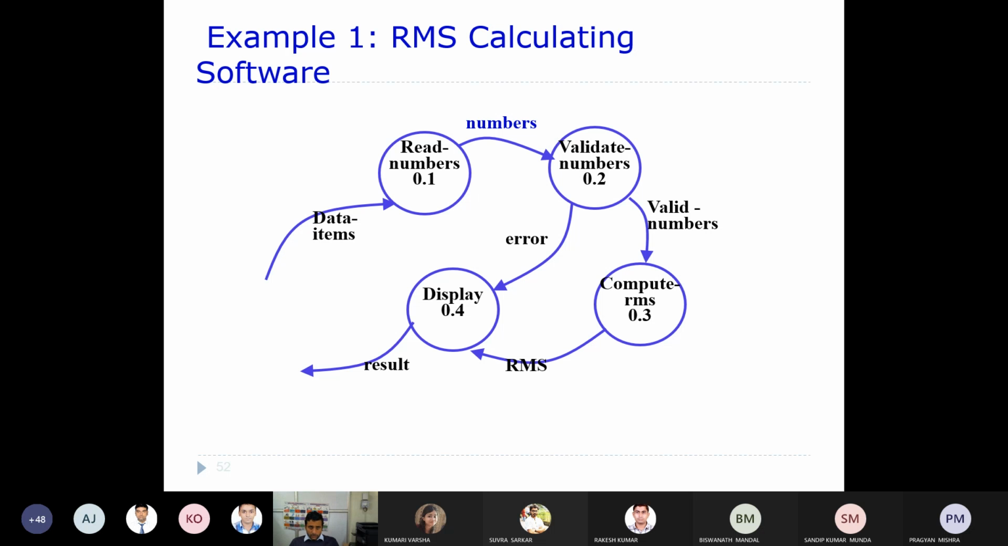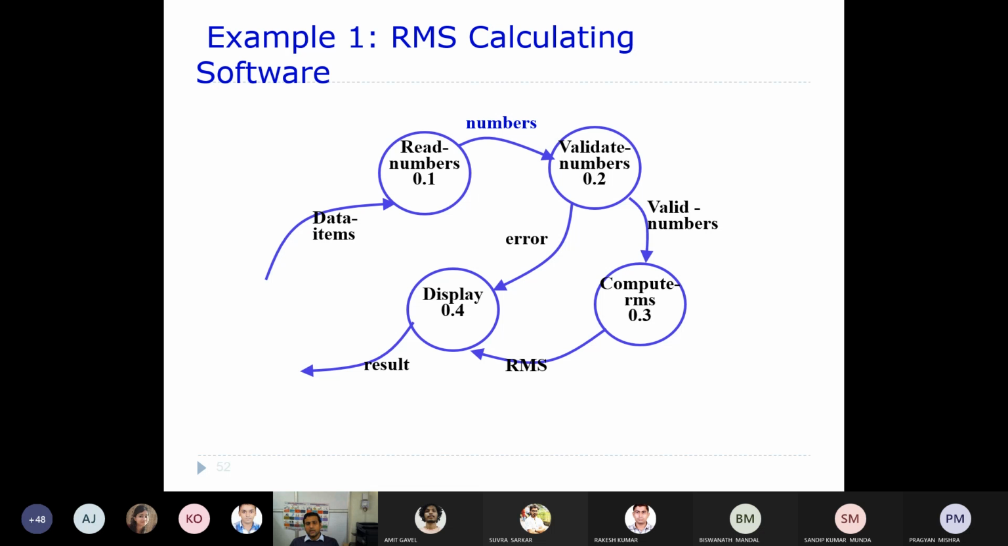The first bubble is read number. This is the processing function which is going to read the data from the external entities. So this is the processing which involves taking your data. Once after reading this number, it will be given as input to the other processing function. Now, what is validate number going to do?